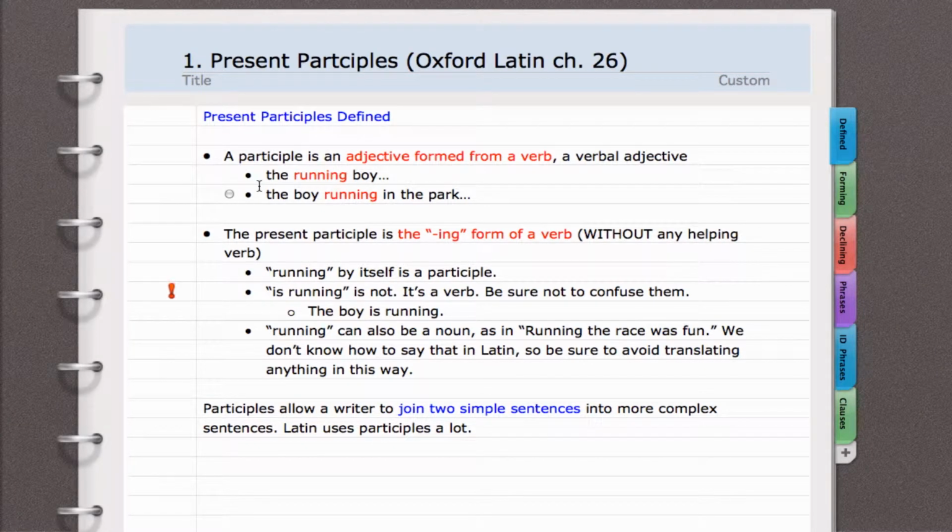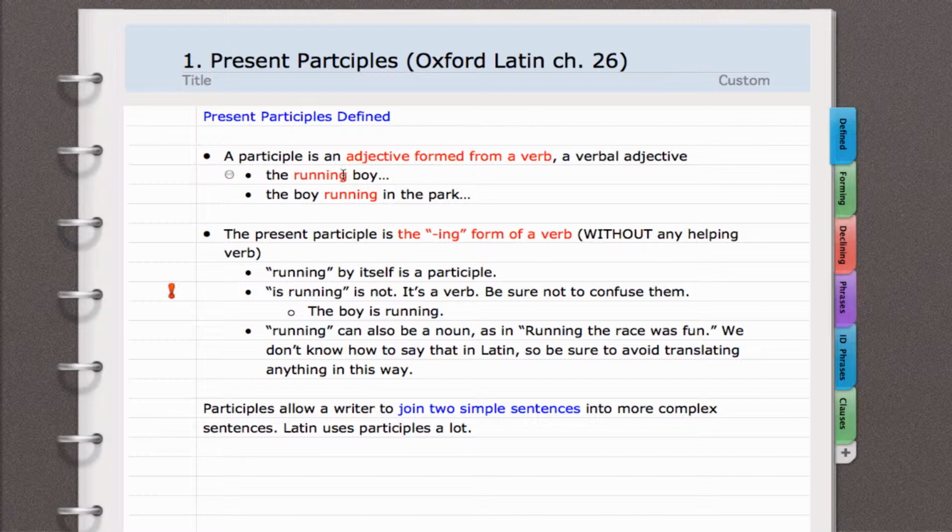This video is about present participles in Latin. The content corresponds to Oxford Latin, chapter 26, but it is generally applicable to any present participle. What is a participle? A participle is an adjective formed from a verb. A verbal adjective is usually what people say.